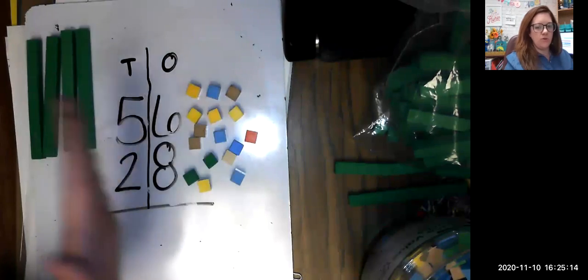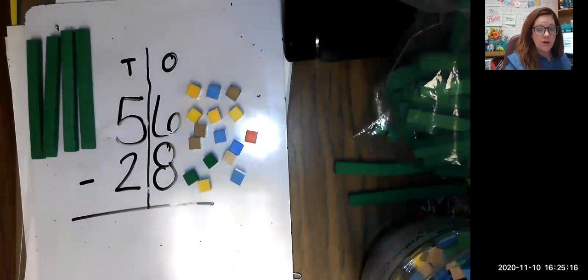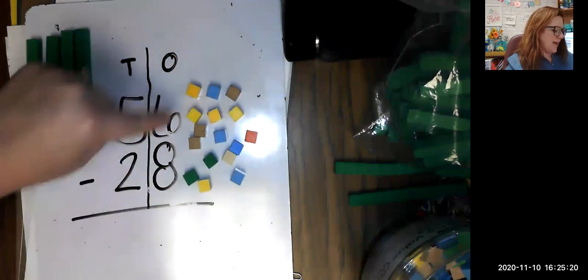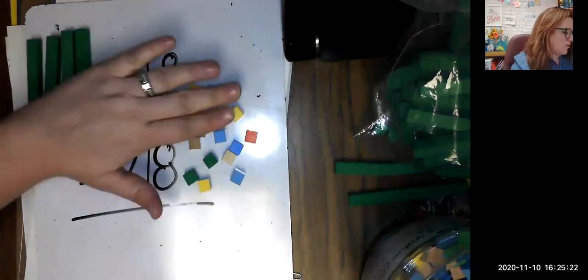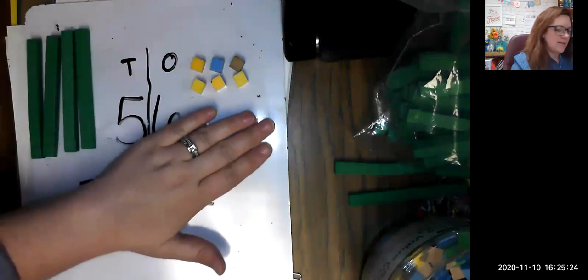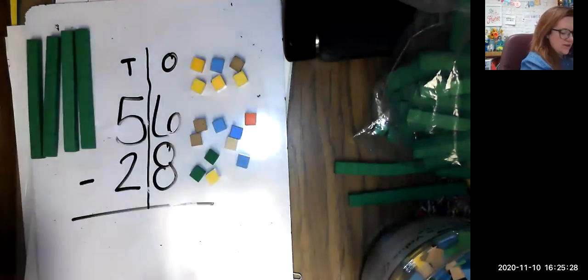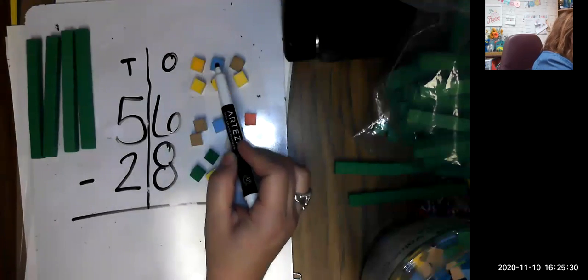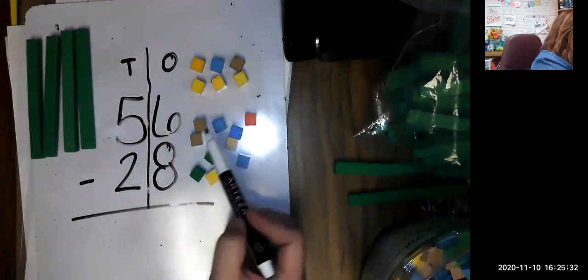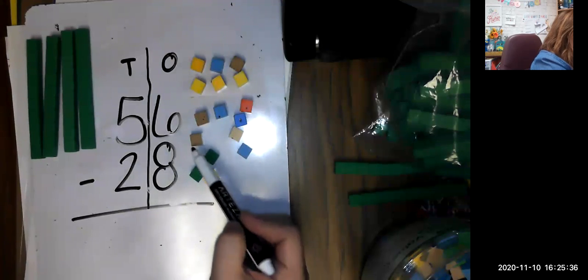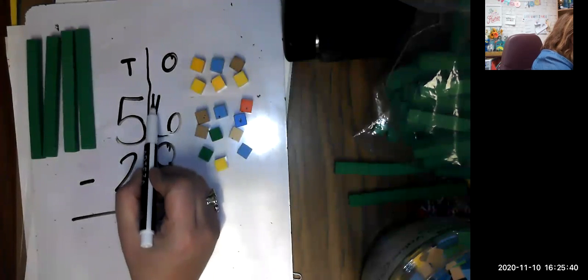I regrouped it. I decomposed it, you could call that too. I took this 10 rod, I decomposed it into 10 ones. So now all together, I had my original 6 and the 10 I broke apart. Now I have 16 over here. Let's count to make sure. 1, 2, 3, 4, 5, 6, 7, 8, 9, 10, 11, 12, 13, 14, 15, 16. Yep. Now I have 16 over here.